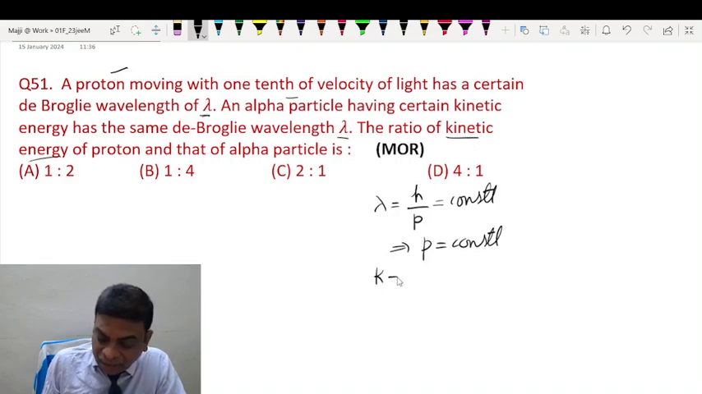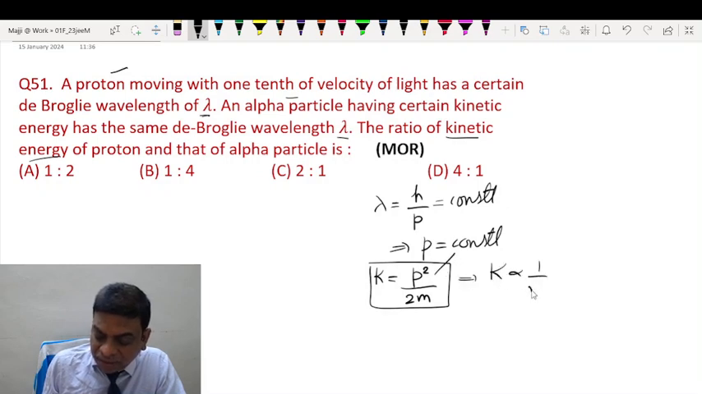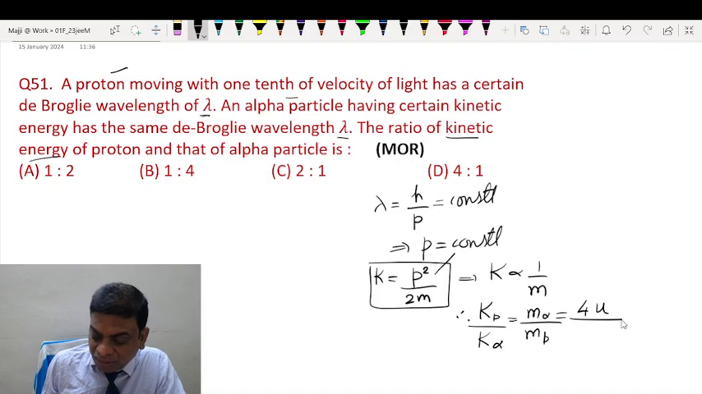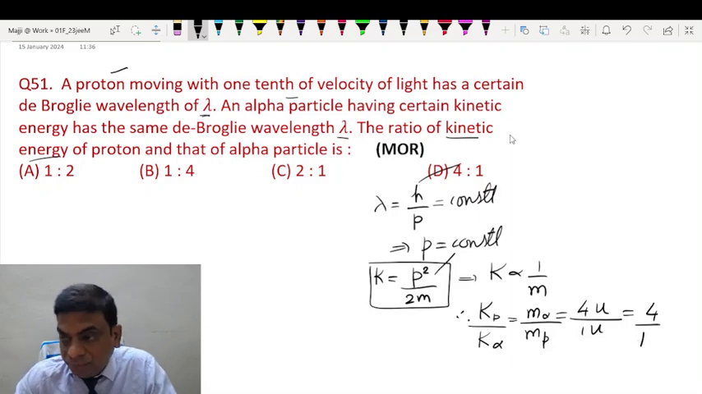As we know, kinetic energy is given by square of momentum upon twice of mass. Since p is constant, we can say kinetic energy varies inversely as the mass. Therefore, kinetic energy of proton upon kinetic energy of alpha particle is equal to mass of alpha particle upon mass of proton. Mass of alpha particle is 4 mu, mass of proton is 1 mu. So the correct answer is 4:1.